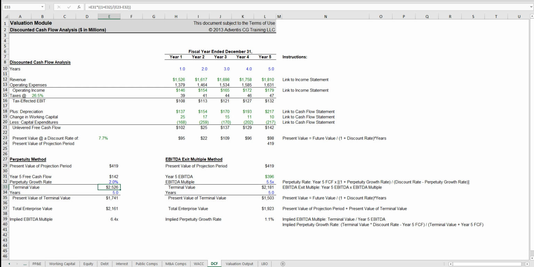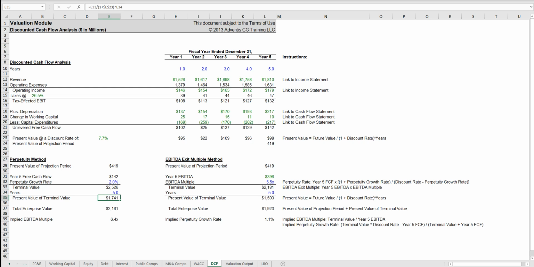Now, one of the more important parts of the perpetuity growth section is the formula to find the terminal value, which is the final year free cash flow number from the projection period multiplied by 1 plus the growth rate, divided by the discount rate minus the growth rate. This formula is very important and something that you should have memorized and an understanding of before you interview. Oftentimes, a follow-up question may be, what is the formula for the perpetuity growth method?